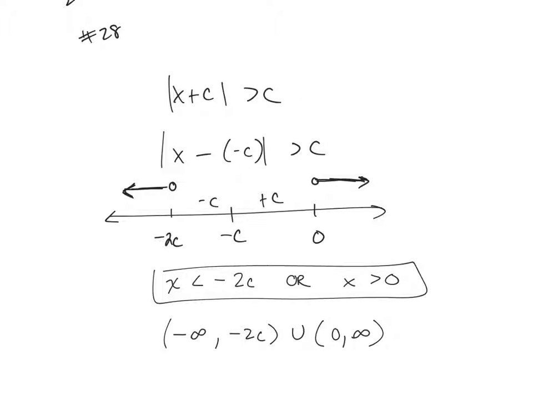Sebastian. 3, number 12. This says the following. Number 12. Okay, it says find the slope of the line containing the points.